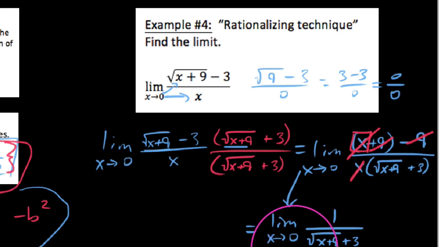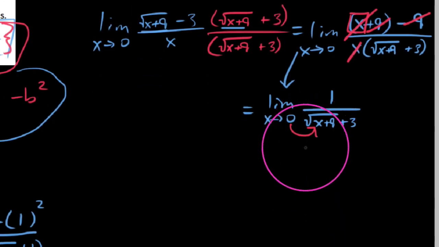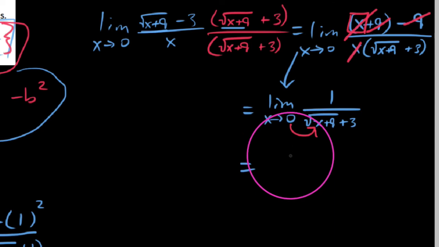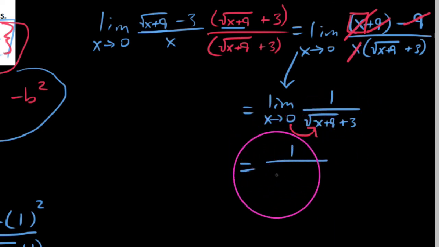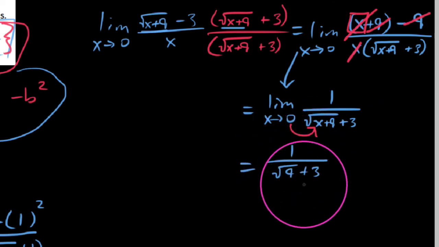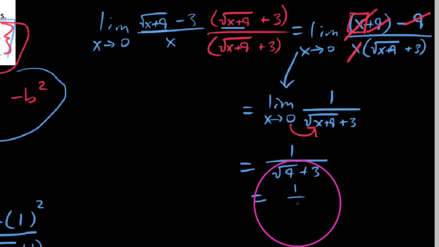If we now direct substitute, which we're able to do and get a defined value, we could say this would come out to be 1 over the square root of 9 plus 3. The square root of 9 plus 3 is actually 3 plus 3, so we get 1/6.